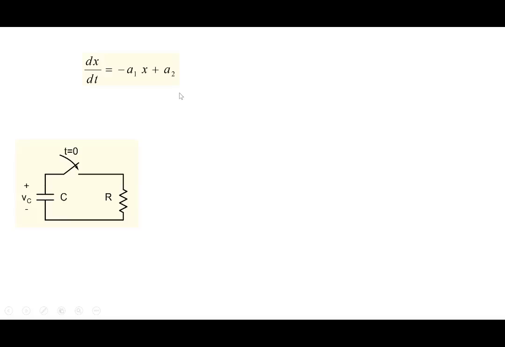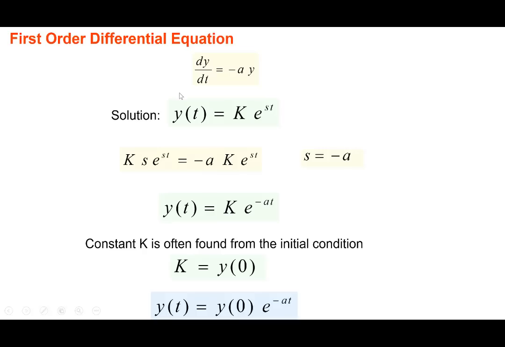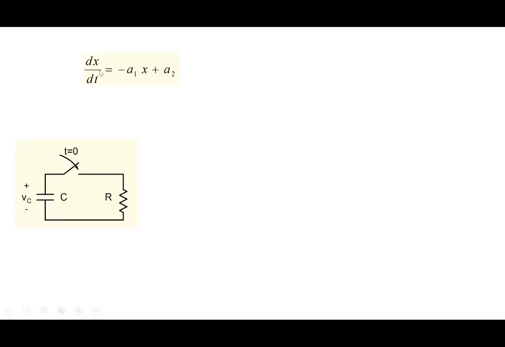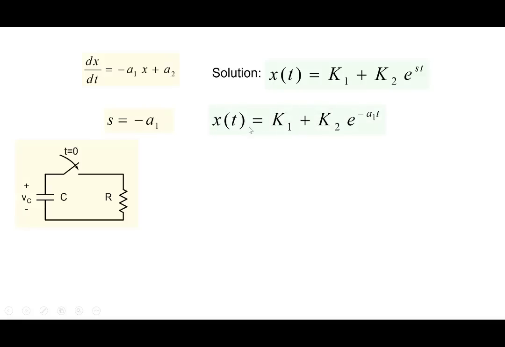The other thing is we'll also encounter a more general case where we have not just dy/dt equal to minus ay, but plus a constant term. So let's look at this one, dx/dt equal to minus a1 x plus a2. In this case, the general solution is of the form x(t) equal to k1 plus k2 e to the power st. And again, if we substitute it here, we will get s equal to minus a1. So we're not going to go through this, we've just seen it. So x(t) equal to k1 plus k2 e to the power minus a1 t.